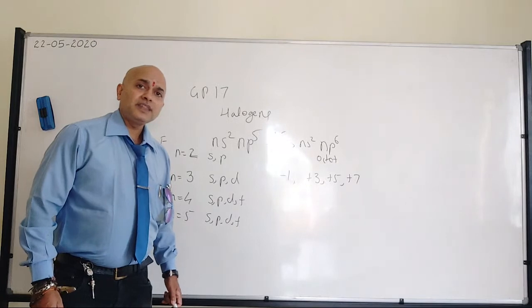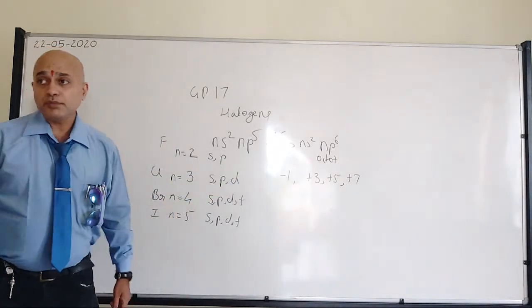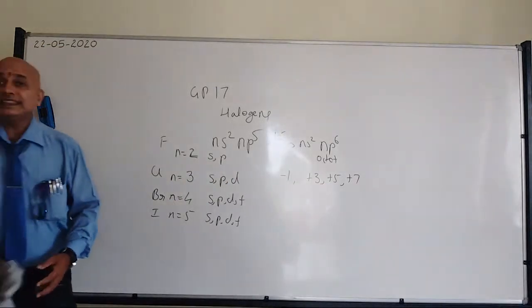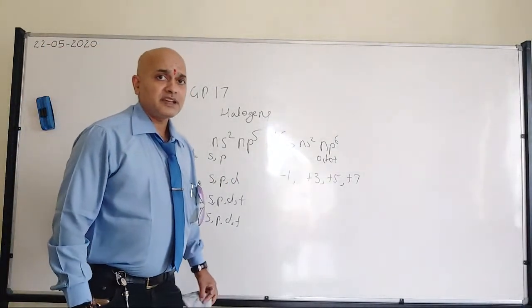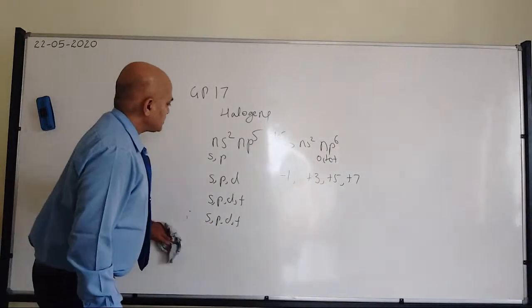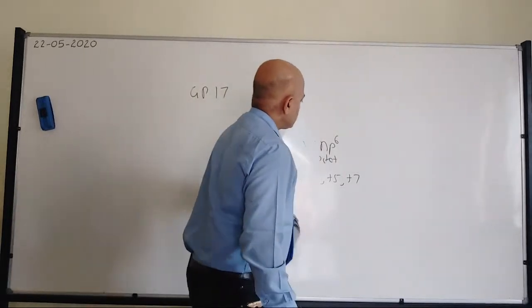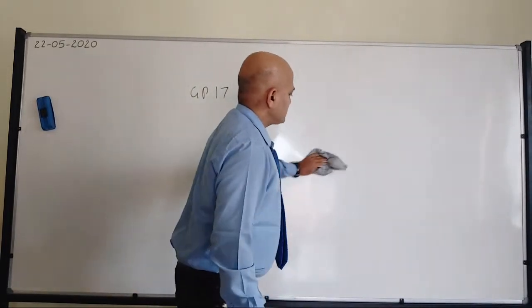Am I clear? All of you have understood? So that's where we have discussed oxidation state in the last class, group 17 oxidation state. Now we will come to the next one, that is with respect to some of the properties which we have discussed.